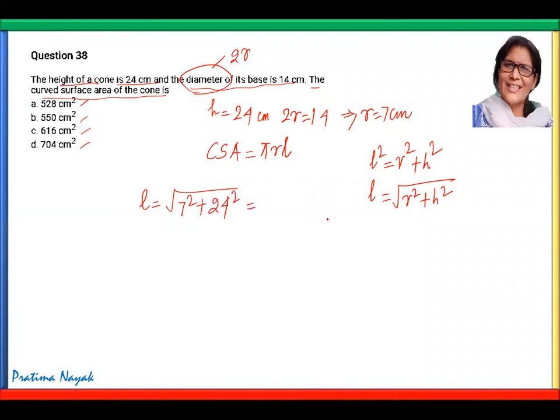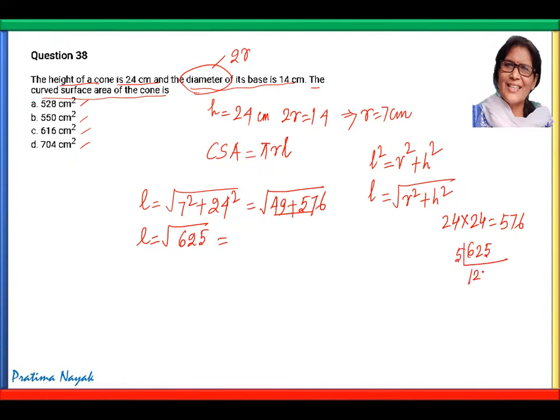I'll suggest you remember some squares so that you can do it very quickly. Here square of 7 is 49, 7 into 7. Square of 24 is 24 multiplied by 24, which gives you 576. You can pause the video and check. So L is equal to square root of, if we add them, 625, and square root of 625 gives you 25. By factorization, 625 is 5 times 125, 5 times 25, 5 times 5. There are four 5s, so I take one from each pair, 5 multiplied by 5, 25. Or if you remember that the square of 25 is 625, it will be easy. No need of factorization, directly you can write it.